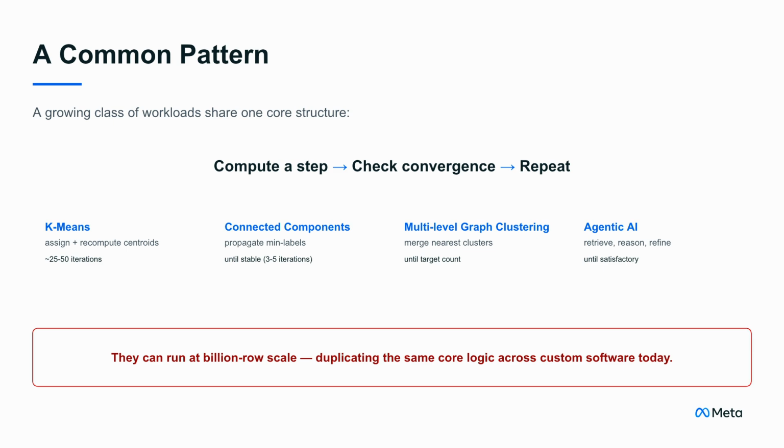So this is not isolated. This is really a common pattern hidden in plain sight. The common pattern is that you compute a step, you check for convergence, then you iterate. K-means does it, connected components does it. Even for agentic AI, you do the same pattern. You retrieve, you reason, you refine, then you iterate until you have a good answer. They can run at billions scale. Each of these algorithms has to duplicate the same capability Velox already has.